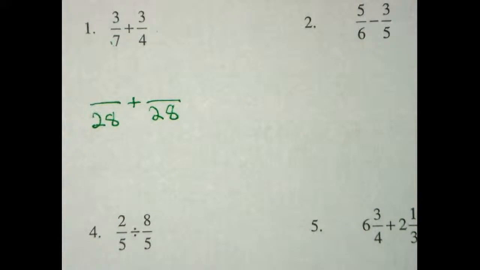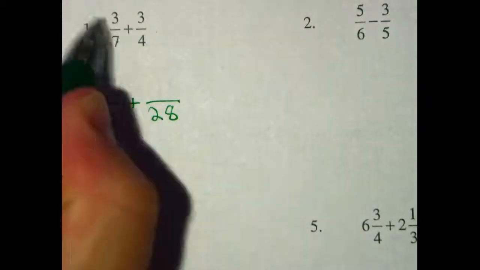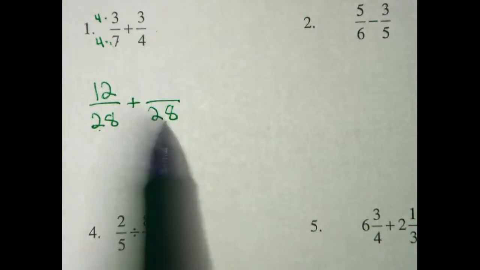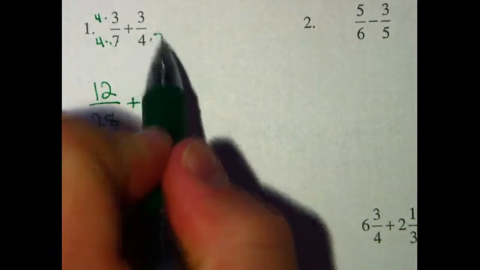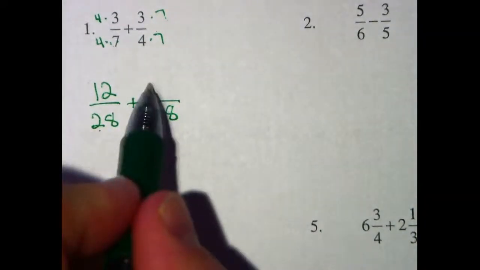And then figure out what do you need to do to get from 7 to 28. Multiply by 4, top and bottom. And what do you need to do to get from 4 to 28? Multiply by 7. Okay. So we got 21.